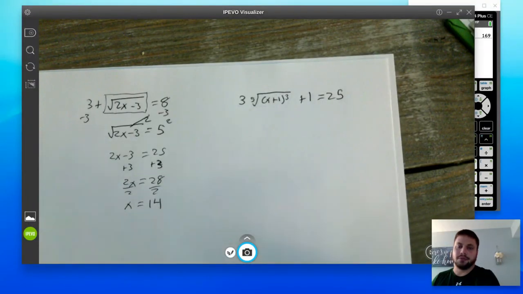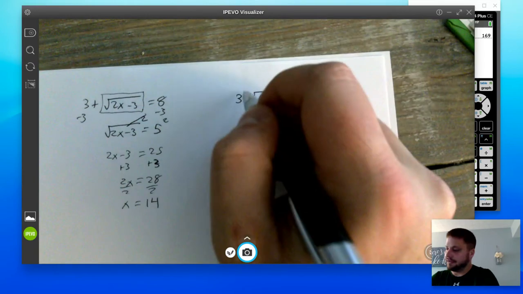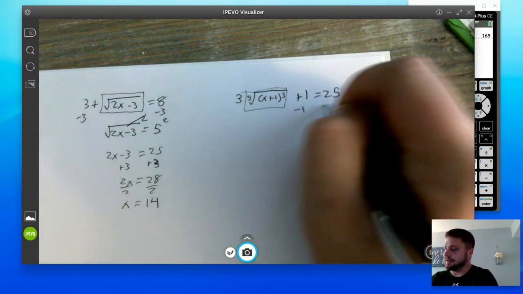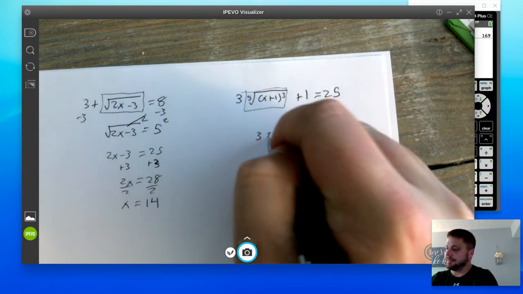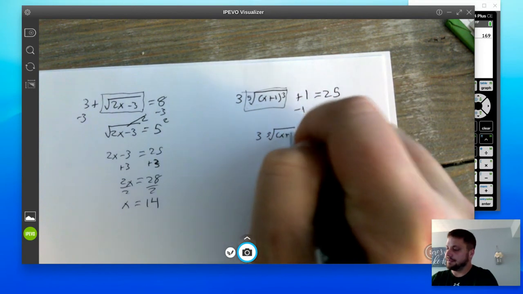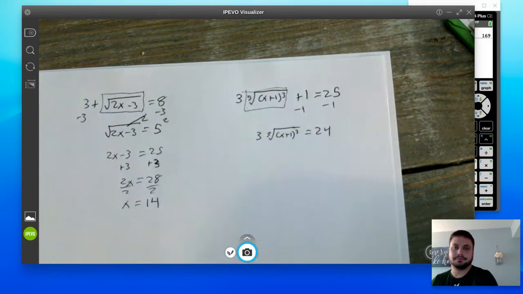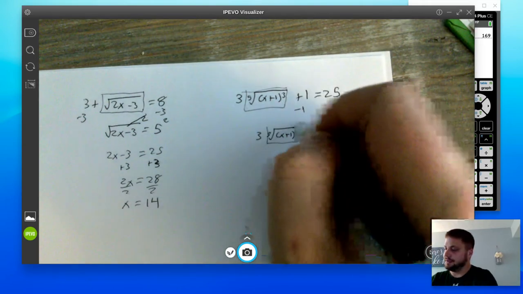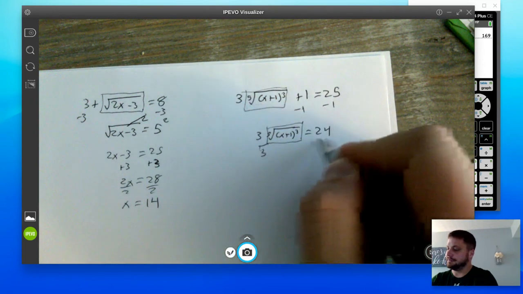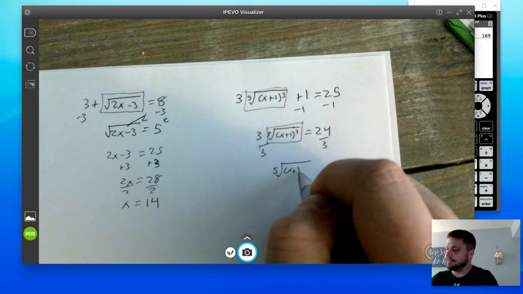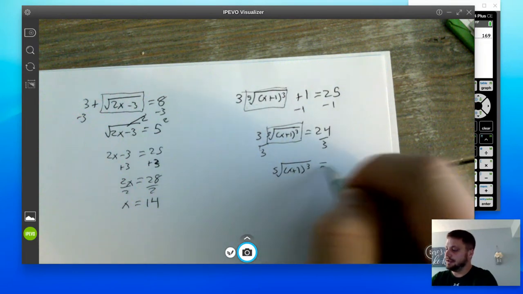So what I want to do is get this thing by itself. The first thing I would do to accomplish that is minus 1. I've got 3 times the 5th root of x plus 1 cubed is equal to 24. I still want to get this root by itself, so I'm going to divide by 3. And I've got that the 5th root of x plus 1, all of that cubed, equals 8.